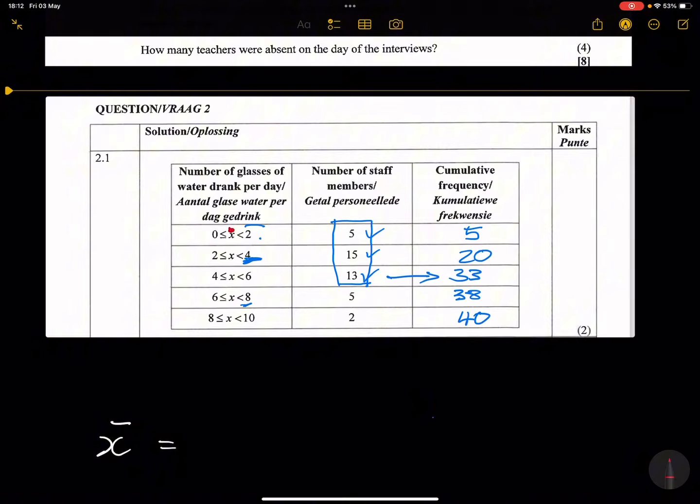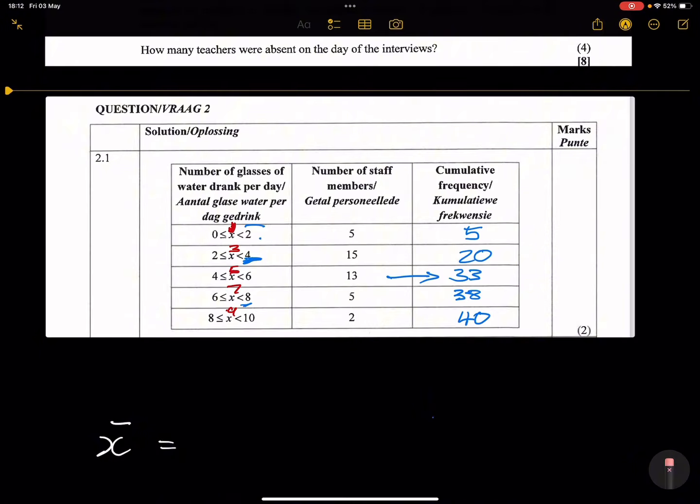So what would be the midpoint? The midpoint here is 1. The midpoint there is 3. The midpoint is 5. The midpoint is 6. The midpoint would be 7. The midpoint here would be 9, right? So my midpoint values, and I'm going to multiply by the number that is here.